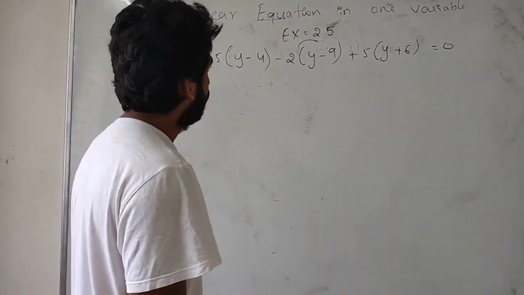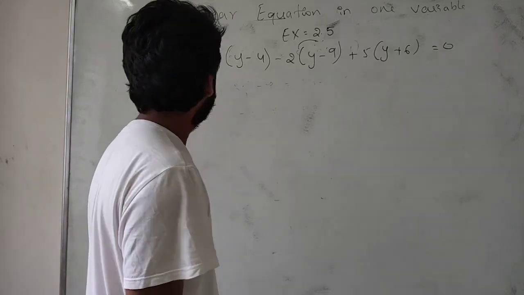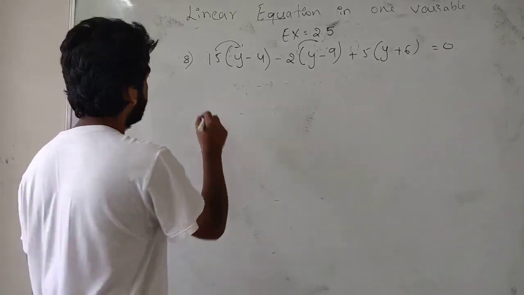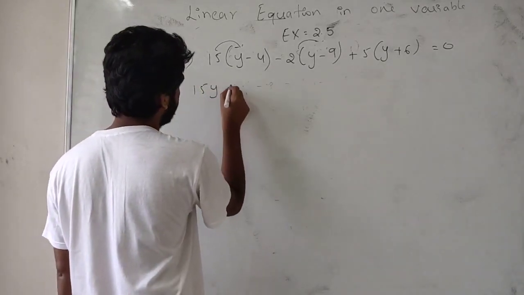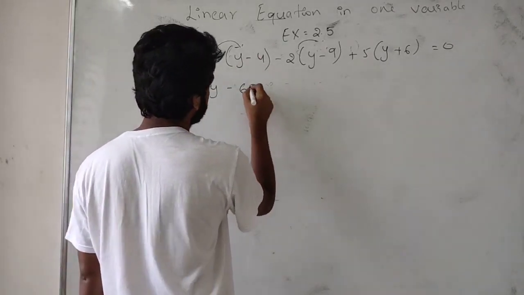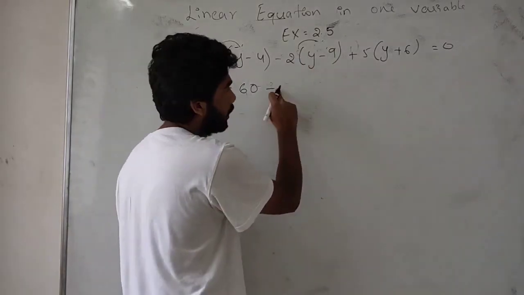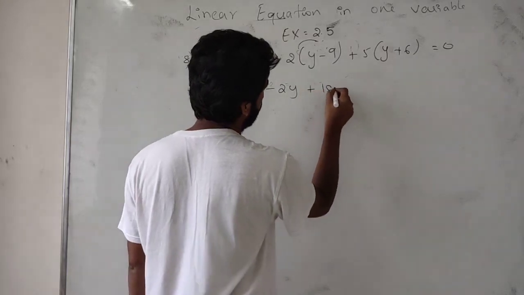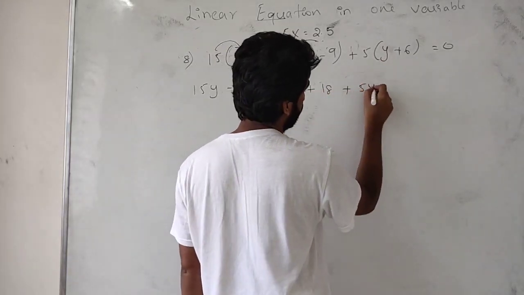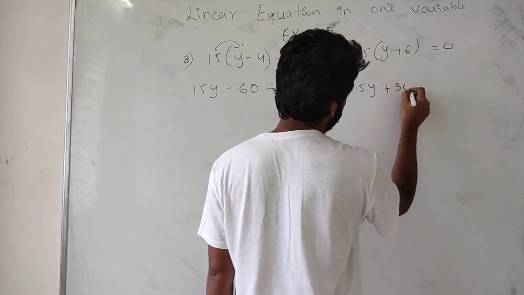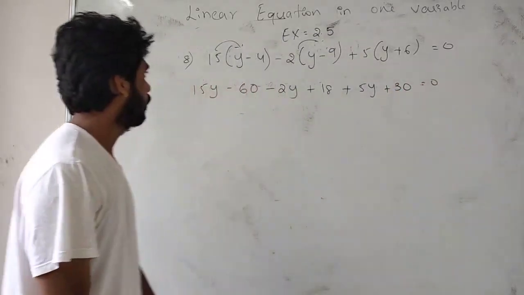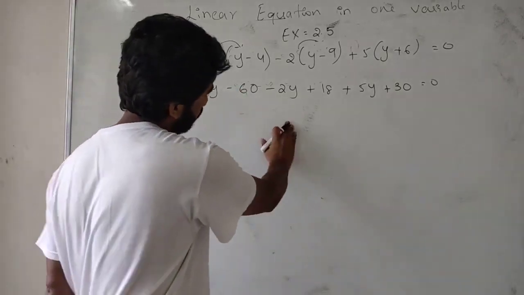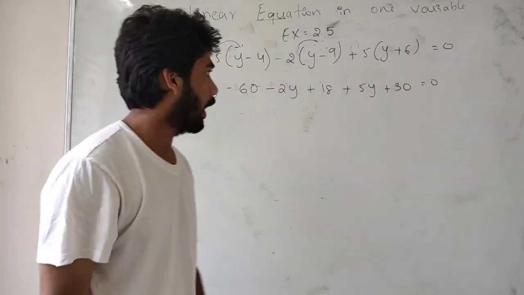So how can we do this? Multiply all of this inside so that we can solve it. So what we get: 15y minus 15 times 4 is 60, minus into plus is minus. 2y, minus into minus is plus, 9 times 2 is 18, plus 5y plus 6 times 5 is 30, is equal to 0. Okay students, now we will take all the y terms on this side and all the numerical terms on that side, so that the calculation will be easy.